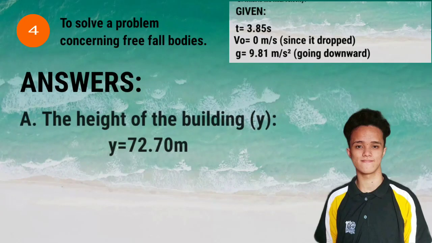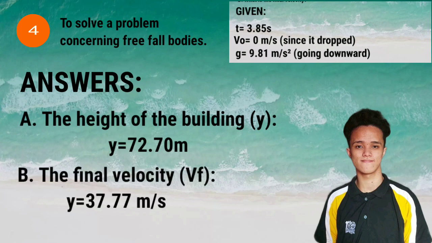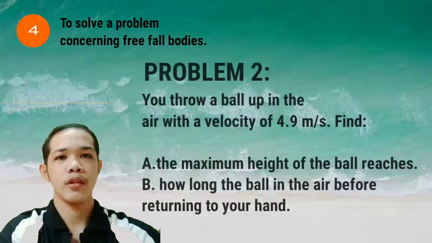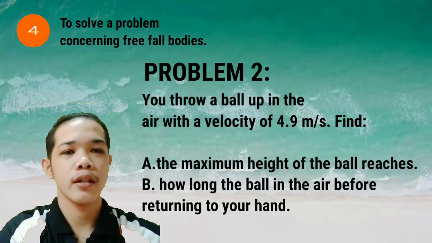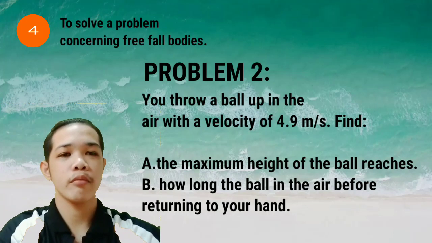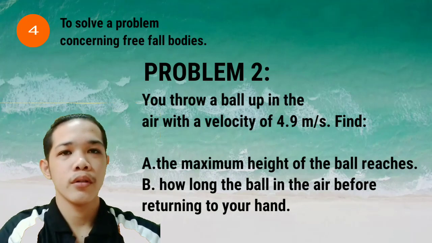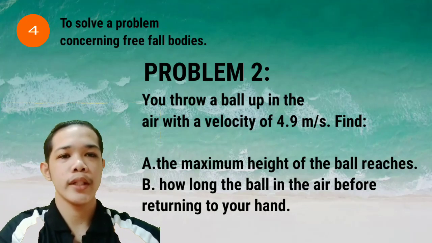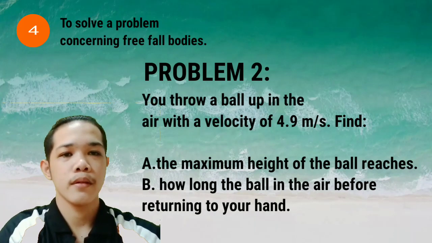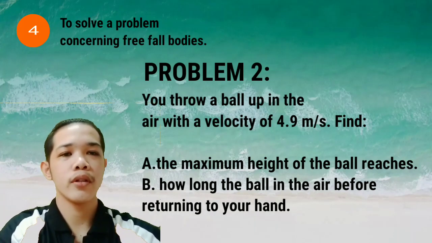Answers: the height of the building is equal to 72.70 meters, while the final velocity is equal to 37.77 meters per second. You throw a ball up in the air with a velocity of 4.9 meters per second. Find the maximum height the ball reaches. How long is the ball in the air before returning to your hand?